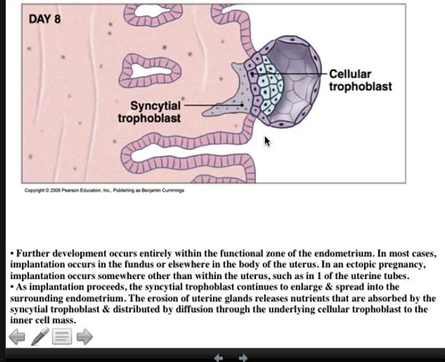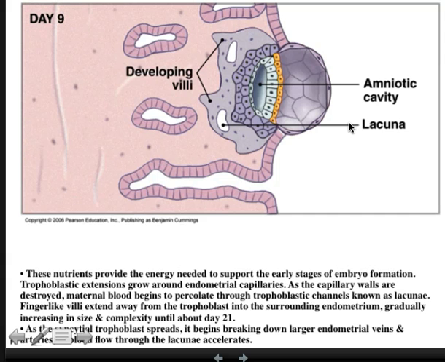We don't yet have a blood supply network that's allowing an exchange of nutrients and waste between the embryo and the mother, but we are using components of the endometrial lining as nourishment. So these nutrients provide energy needed to support the early stages of embryo formation. Trophoblastic extensions go around the endometrial capillaries, and as the walls are destroyed, maternal blood begins to percolate through the trophoblastic channels, and these areas are called lacunae.